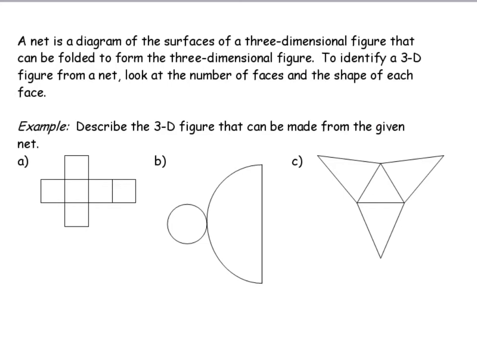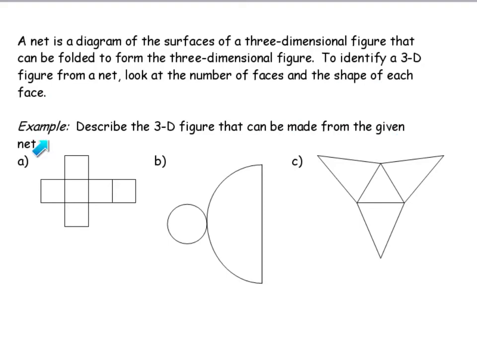A net for a three-dimensional figure is pretty much the surfaces of your three-dimensional figure that could be folded to form that figure. So if I wanted to identify it, looking at a net, you're going to look at the number of faces, and then you want to try and figure out what the shape of each base is. Okay, so if you take a look, describe the three-dimensional figure that can be given from the net.